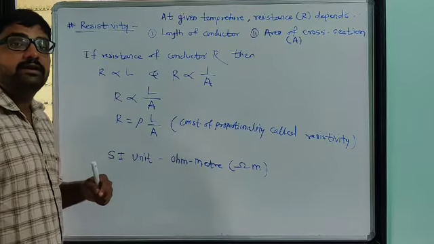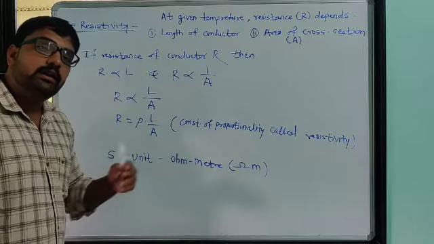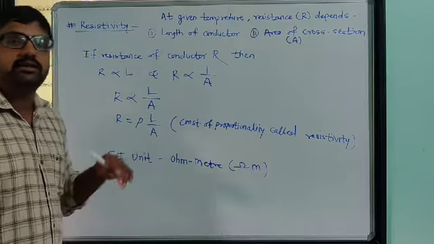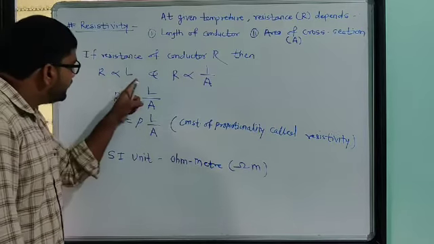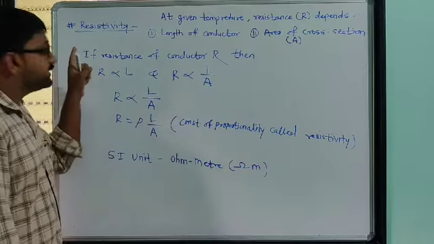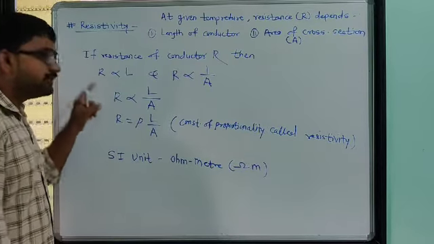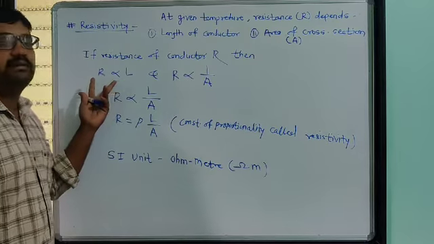A direct relation means that if we increase one term, then ultimately the other term will increase. If we decrease one term, then the other term will decrease. So if length increases, then resistance will increase. If length decreases, then resistance will decrease. Such a relation is called a direct relation.